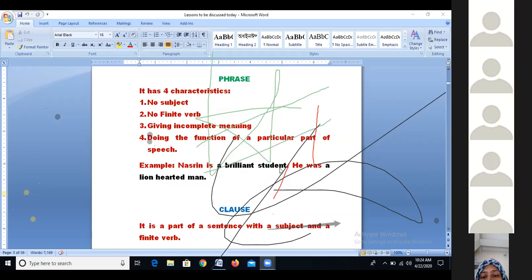So, a brilliant student, it is a phrase. He was a lion-hearted man. A lion-hearted man, it is also a phrase because it's a group of words and it gives us incomplete meaning, and it is doing the function of a particular part of speech. Okay.